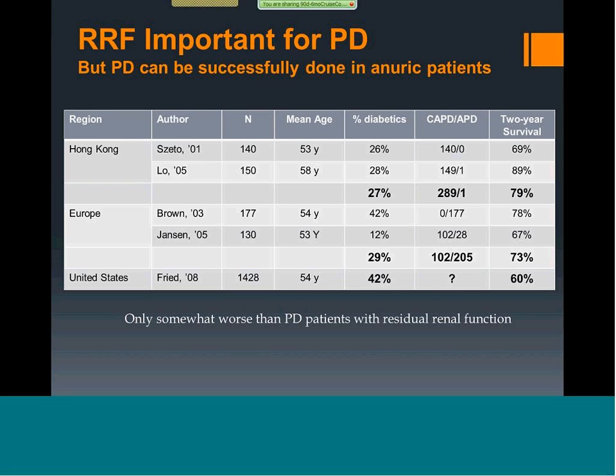These are 5 studies that have looked at survival of patients treated with PD that made no urine. And the survival is only slightly worse than those that have residual renal function. We have a significant proportion of patients that are anuric that do PD very well. One just needs to be engaged in handling the prescription and make sure that the prescription is right for the patient who's anuric, and we are maximizing solute removal and fluid removal, but it can be successfully performed as has been shown repeatedly.